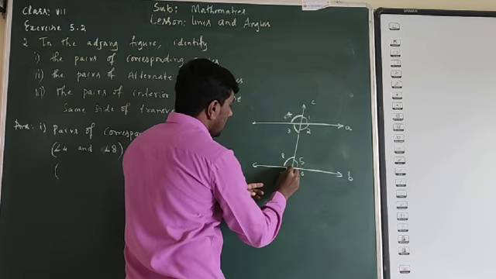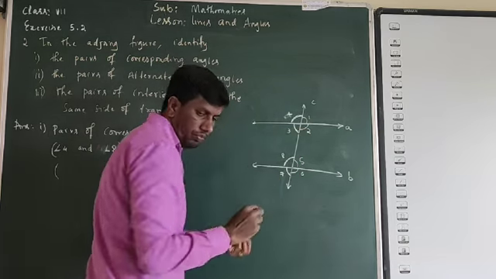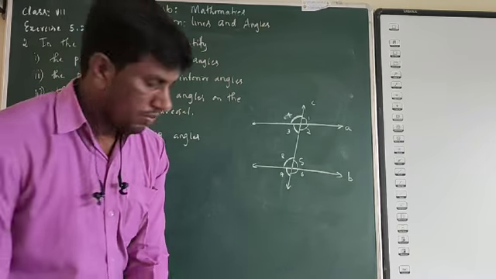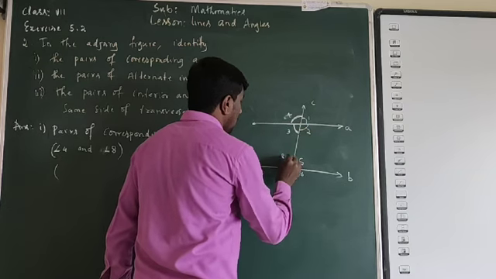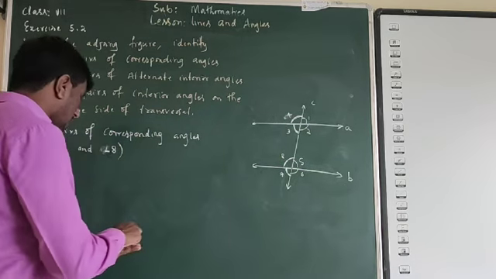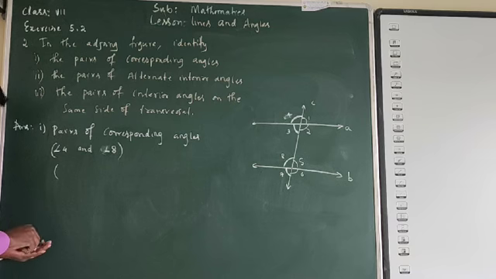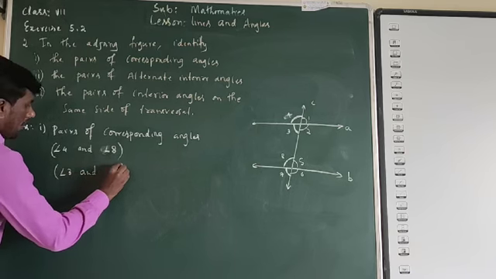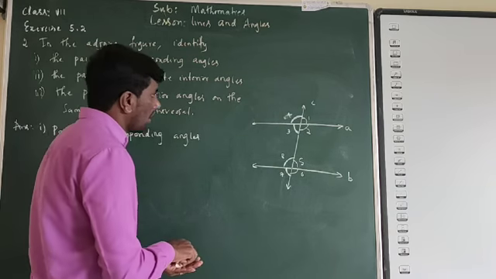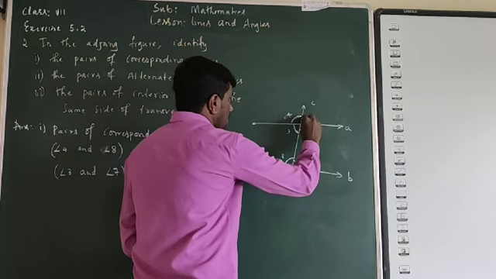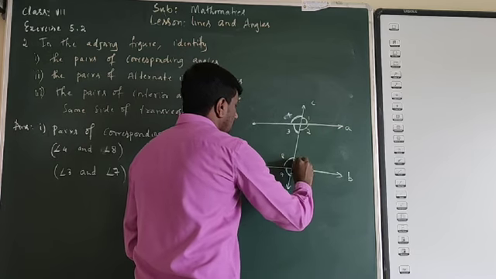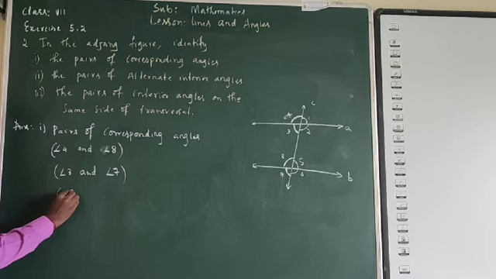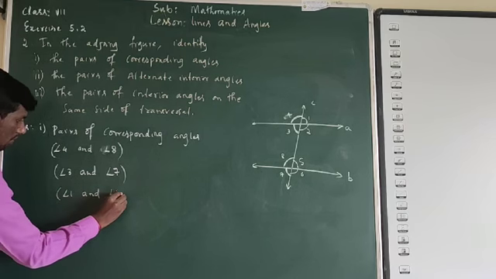Angle 3, then angle 7. This is another pair of corresponding angles. Angle 3 and angle 7. Correct? Then on the other side after the transversal, angle 1 and angle 5. Angle 1 and 5 is one more pair.